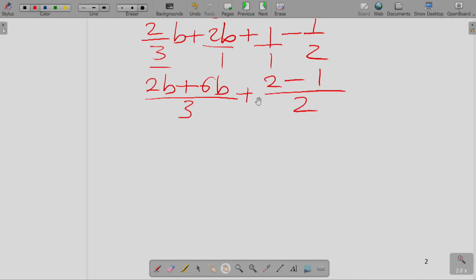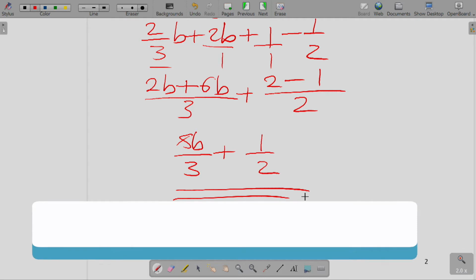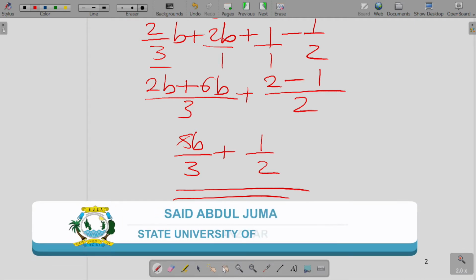So let's simplify it. 2b plus 6b, we will get 8b divided by 3, plus 2 minus 1 will get 1 over 2. So this one will be the answer. So let's move to another question.